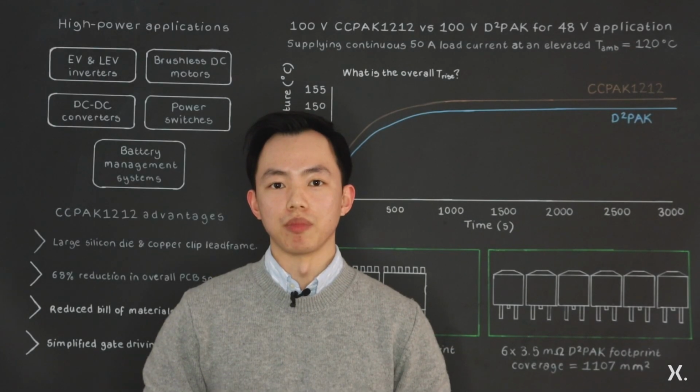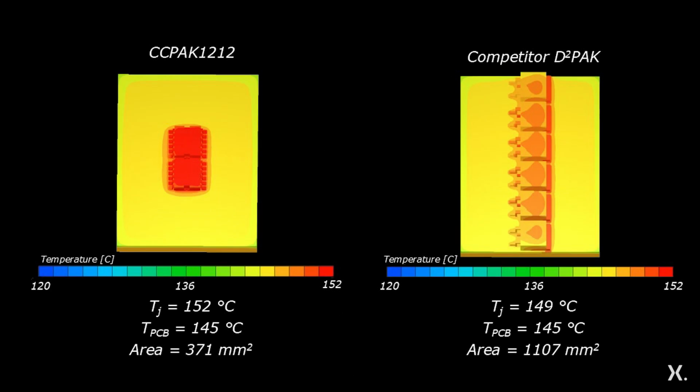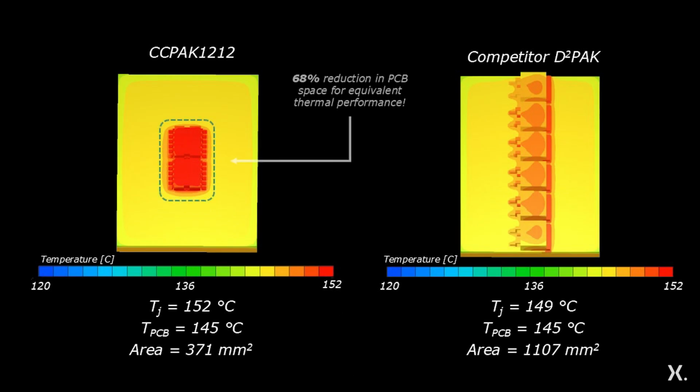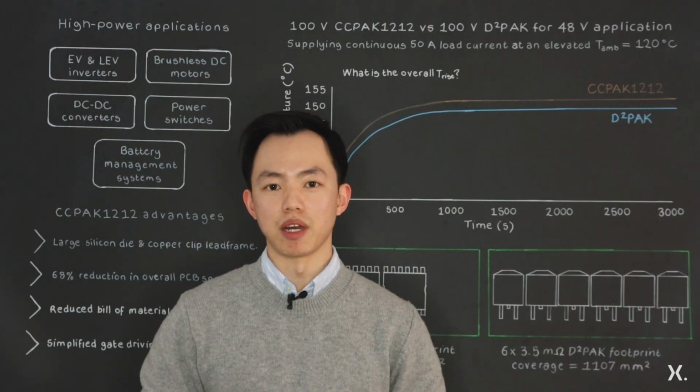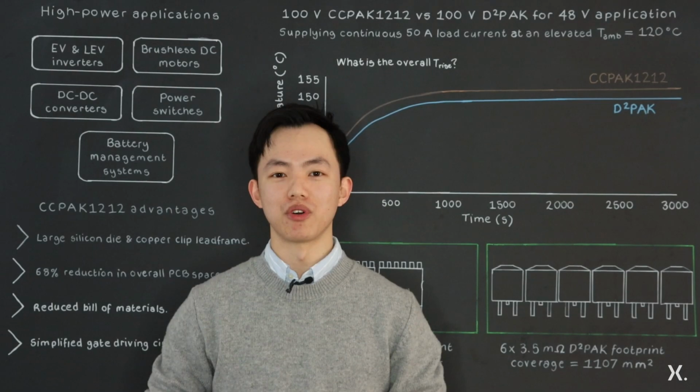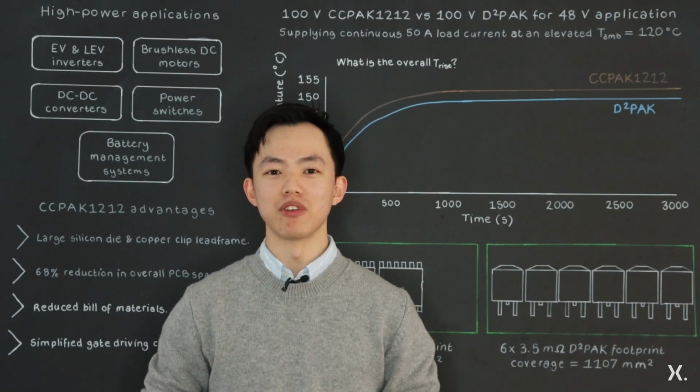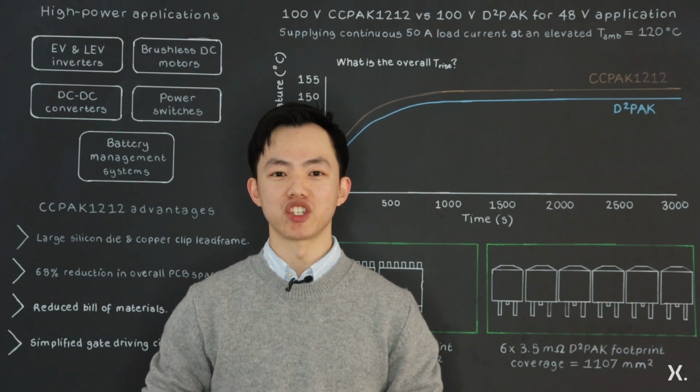After the simulations were complete, we see that CCPAK1212 achieved comparable junction temperature and equivalent PCB temperature rise, whilst reducing the space by 68% compared to D2PAKs in parallel. This thermal performance is achieved due to the large silicon die and large copper clip lead frame offered by the CCPAK1212 package.